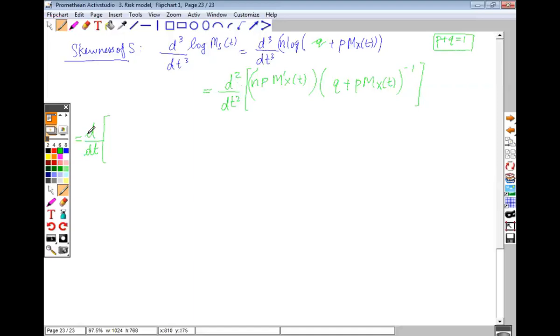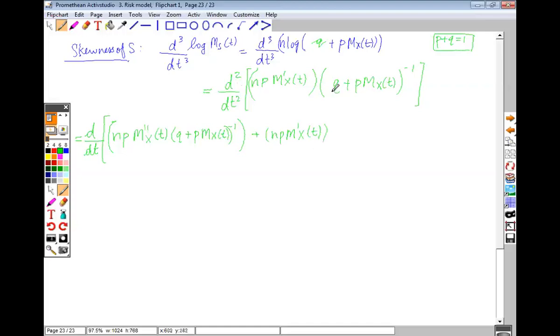So now we'll just have to use the u times v rule. Let us differentiate this thing first. So I'll have n p as it is. These guys do not depend on t, and this does. So I'll have m double prime x t, and this will be as it is. So I'll have q plus p m x t inverse. This is going to stay as it is. And next up I'll have plus. Now this will be as it is, n p m prime x of t.